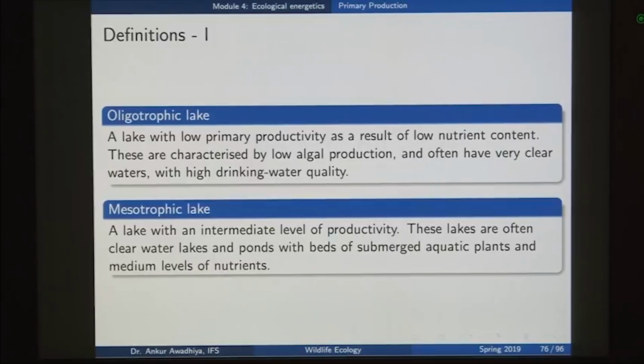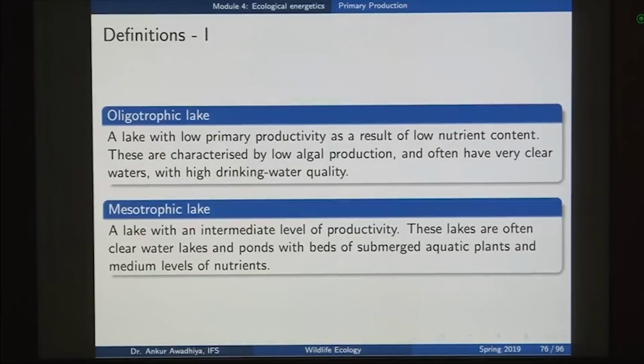Now, if that is the situation, the lake will not be able to support a heavy plant growth. So, you will have an oligotrophic lake with a low amount of primary productivity. So, these are characterized by low algae production and often have very clear waters with high drinking water quality. Now, from oligo we move to mesotrophic lakes. So, meso is something that is in between. A mesotrophic lake is a lake with an intermediate level of productivity. These lakes are often clear water lakes and ponds with beds of submerged aquatic plants and medium level of nutrients.